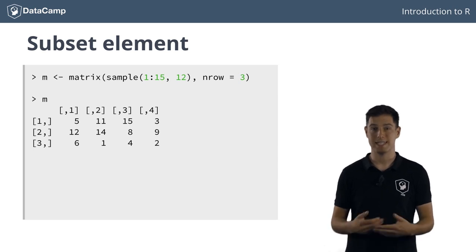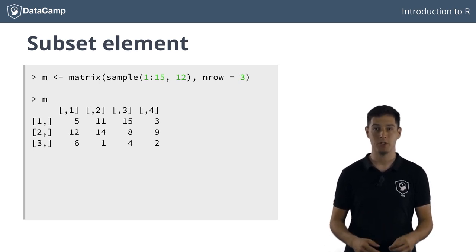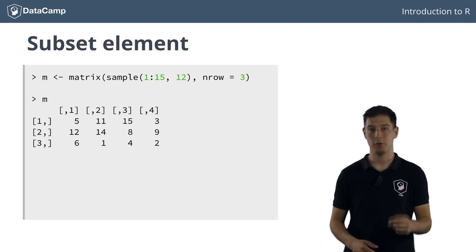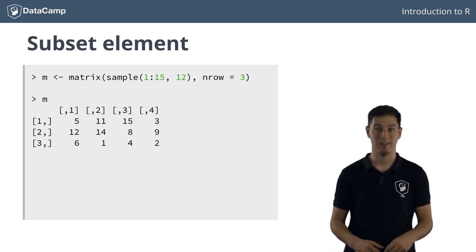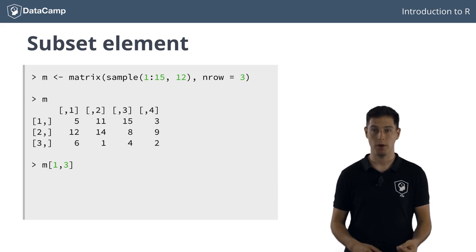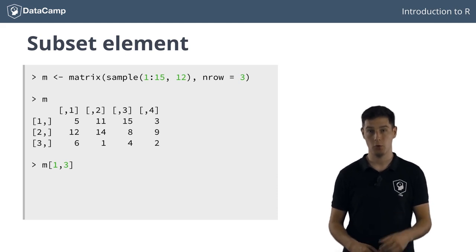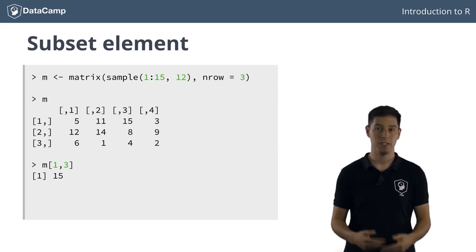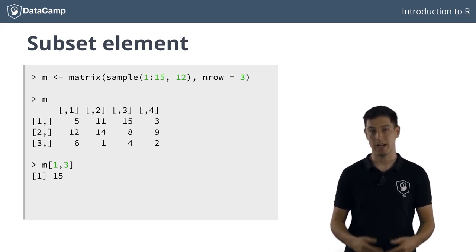Have a look at this matrix, containing some random numbers. If you want to select a single element from the matrix, you'll have to specify both the row and the column of the element of interest. Suppose we want to select the number 15, located at the first row and the third column. We type m, open brackets, 1, 3, close brackets. As you can probably tell, the first index refers to the row, the second one refers to the column.